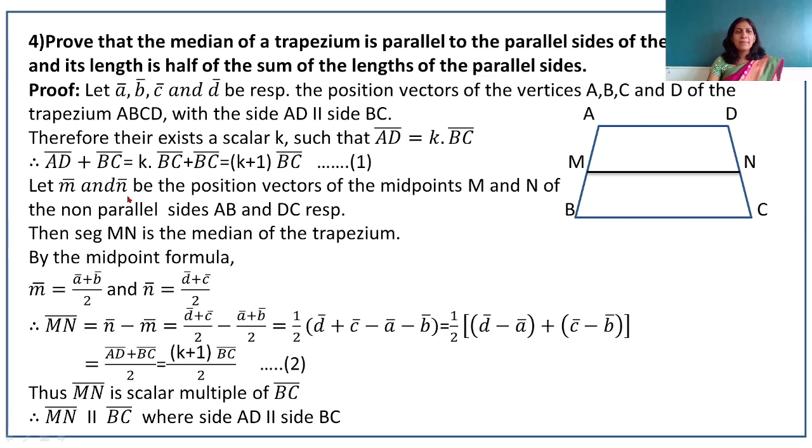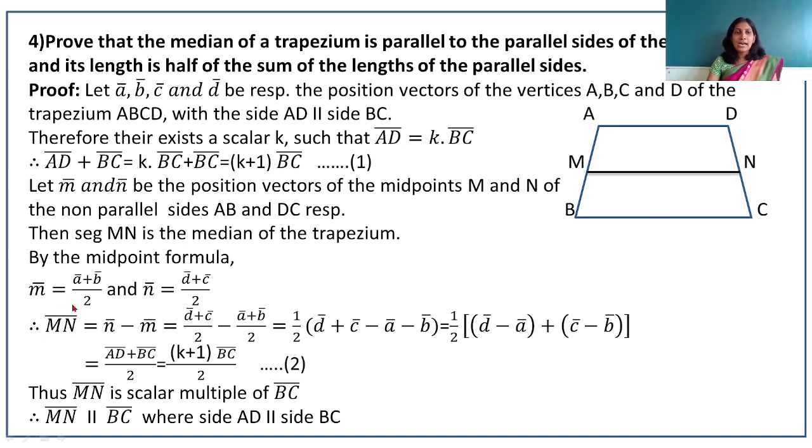Now M bar and N bar are the position vectors of the midpoints M and N. And AB and DC, these two are non-parallel sides. MN is the median of a trapezium. Then by midpoint formula, here M is the midpoint, so M bar is equal to A bar plus B bar upon 2. And N bar is equal to D bar plus C bar upon 2.